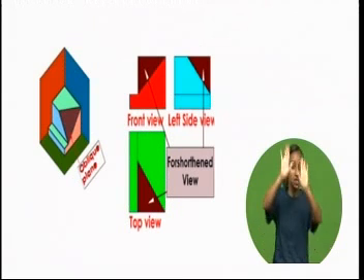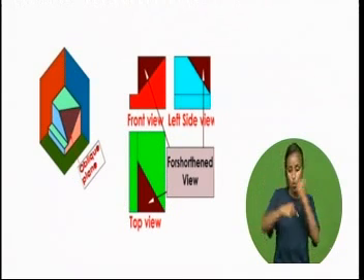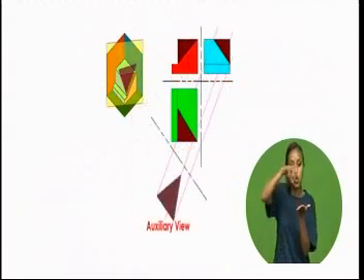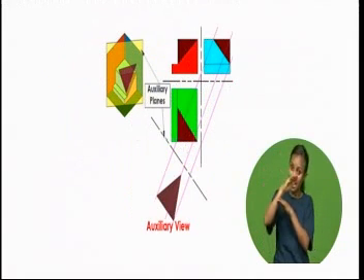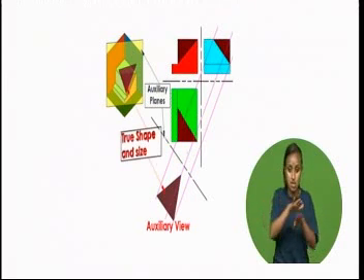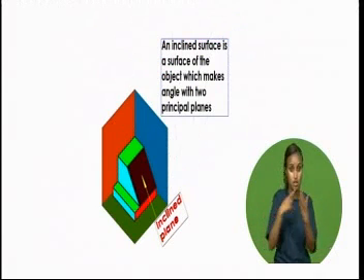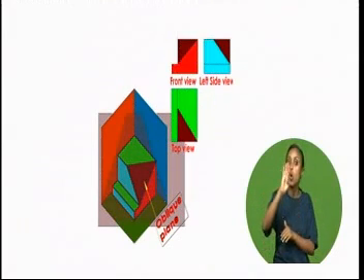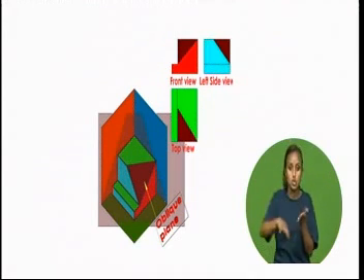projection planes. We use auxiliary views to get around this problem. Auxiliary views are made with the projection planes which are perpendicular to the inclined or oblique surface of the object. Inclined surfaces are planar faces which make an angle with the 2 principal planes, while oblique surfaces make an angle with all the principal projection planes.